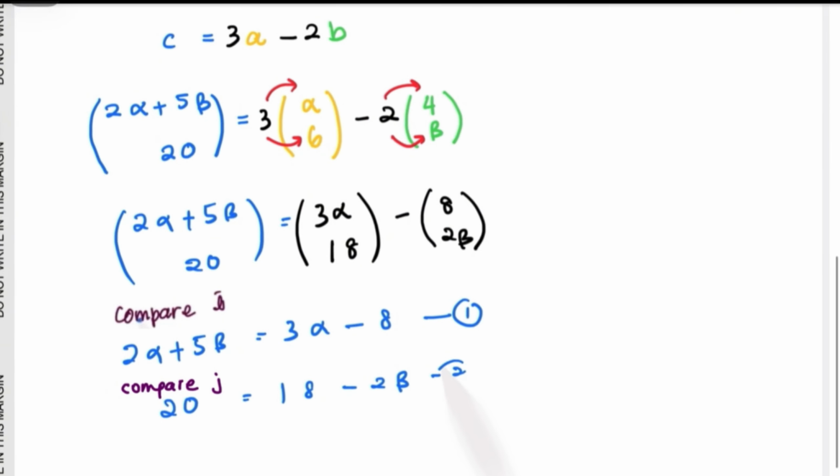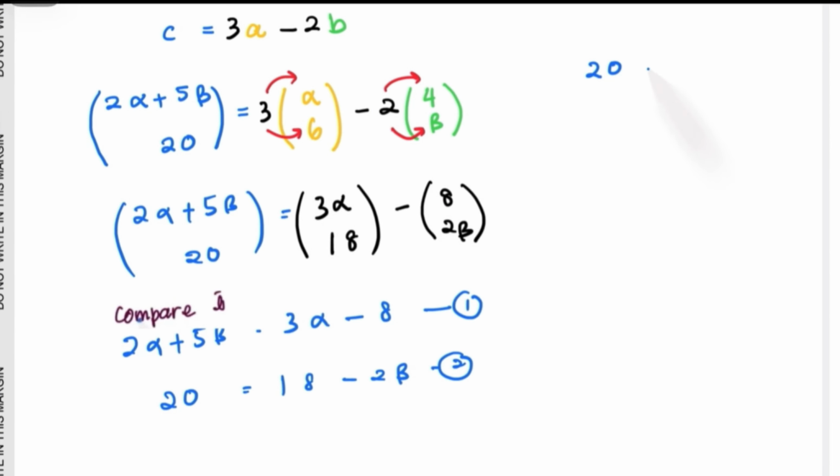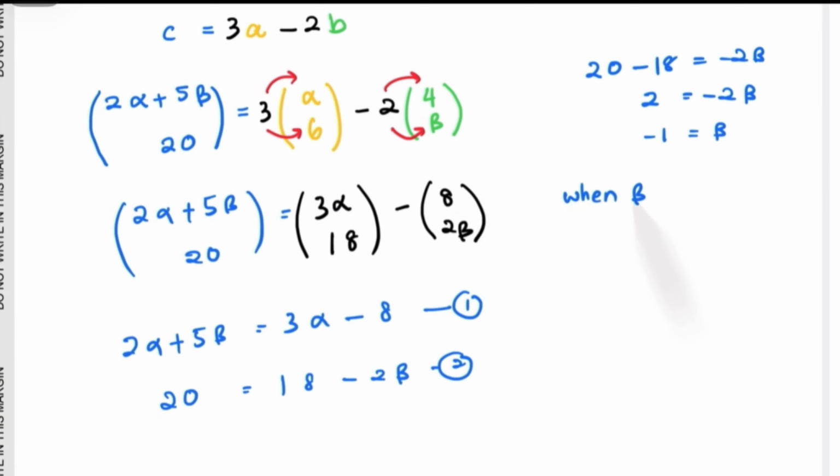Let's solve equation number 2 because it only has one unknown. 20 minus 18 equal to negative 2 beta. 20 minus 18 is equal to 2, equal to negative 2 beta. Now isolate beta on one side. We're going to end up with beta equal to negative 1. When beta is equal to negative 1, substitute that in equation number 1.